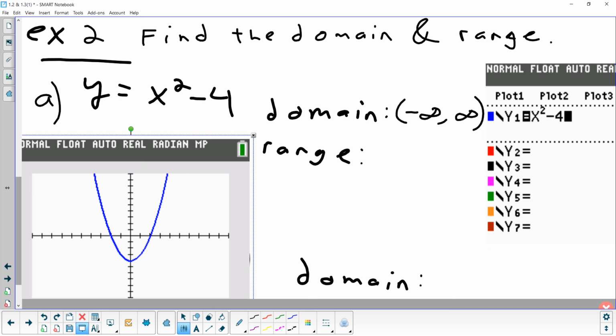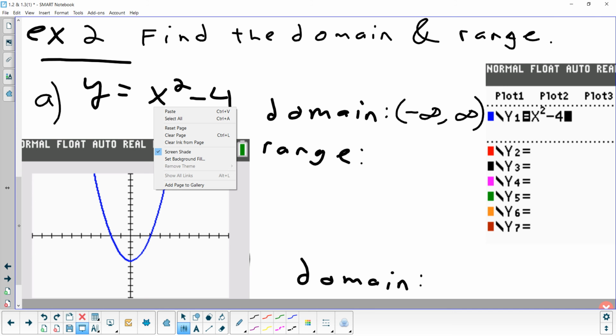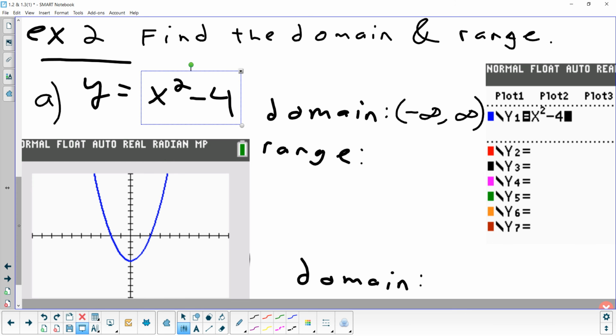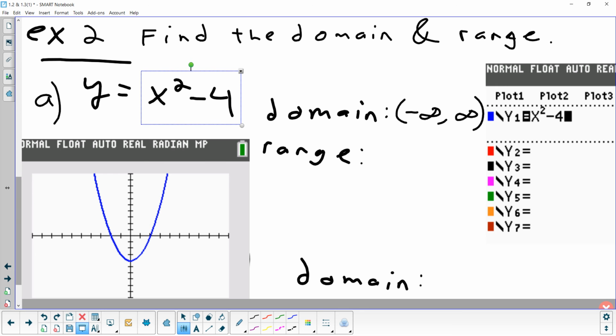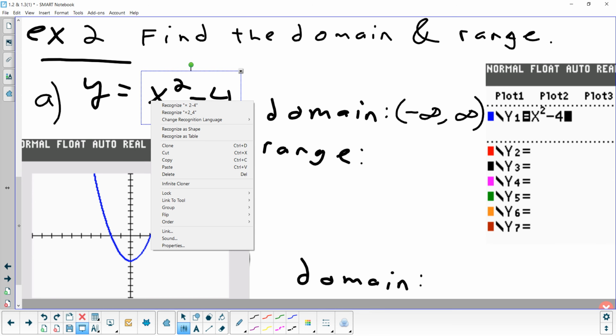So the domain is all, we say that that's all real numbers. In other words, when you want to pick a value for x in this problem, you can plug in any number you want. You can square any number you can think of. And notice there's no square root, and there's no fraction with a variable in the bottom. Those are the only two things you got to be careful about.